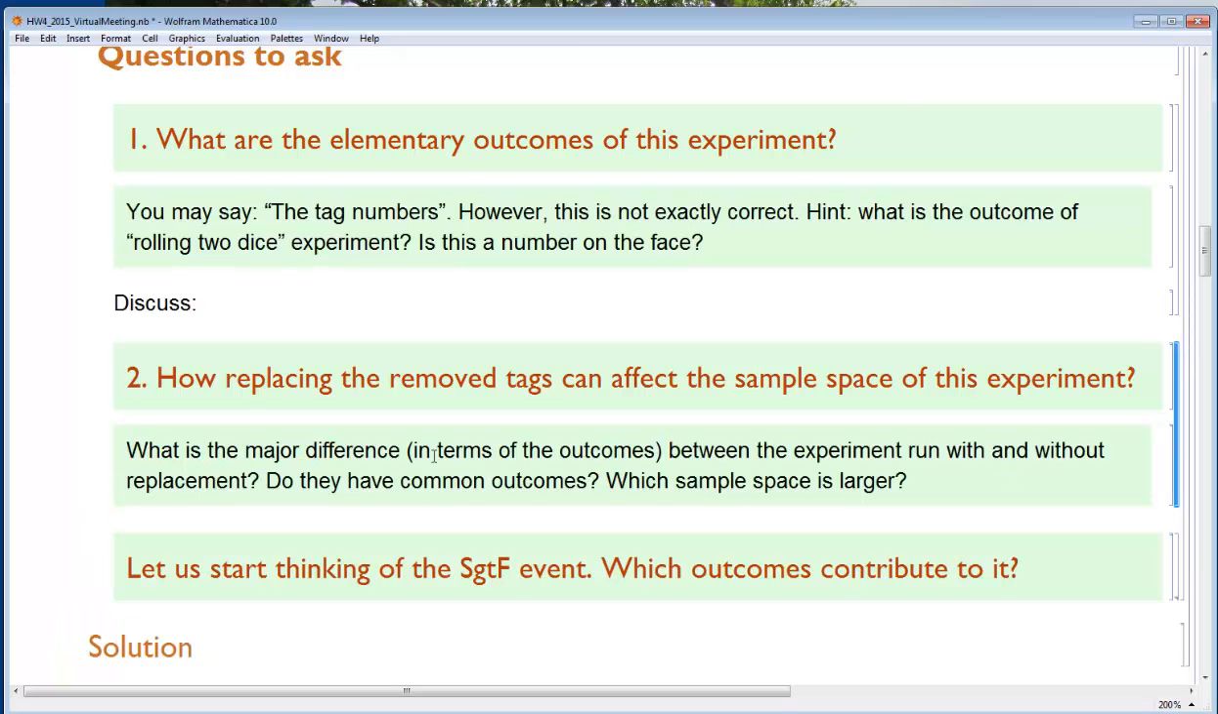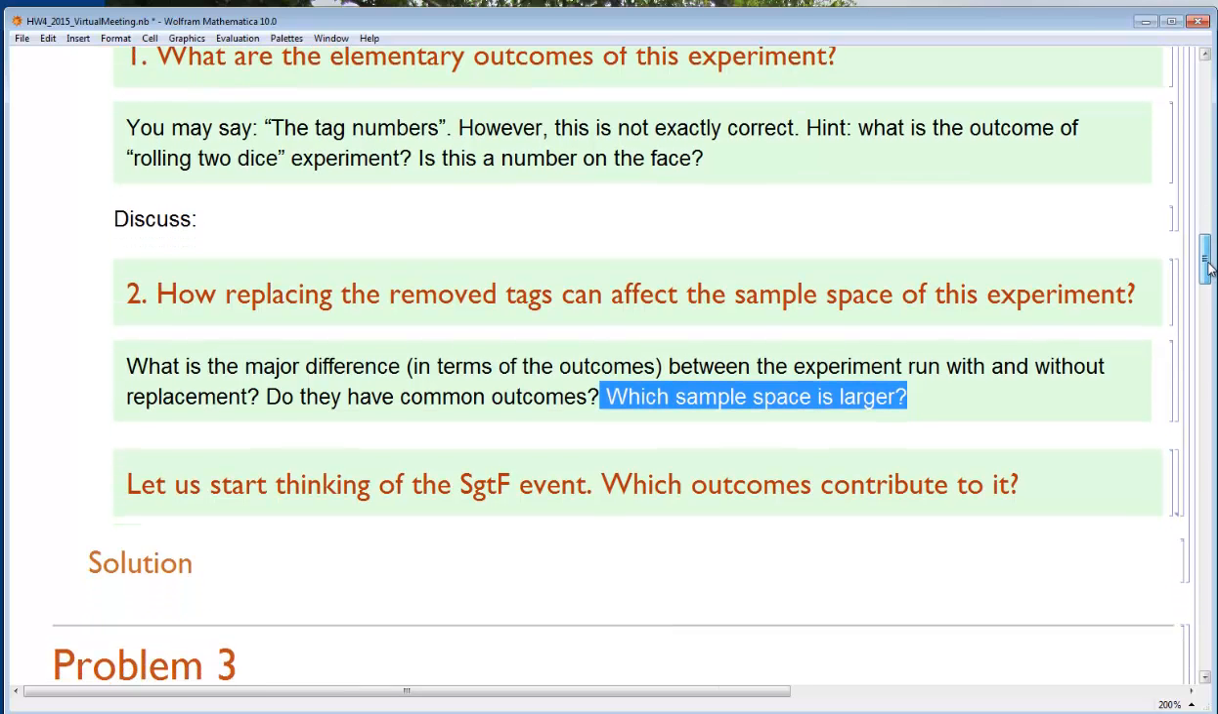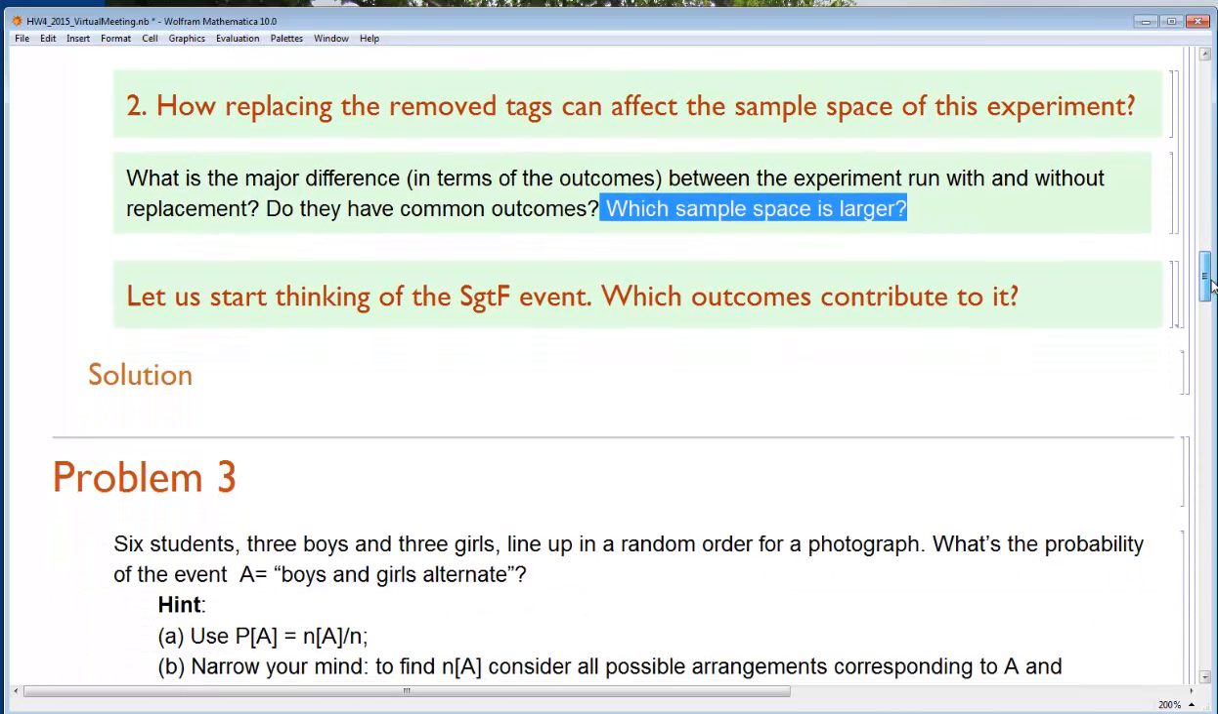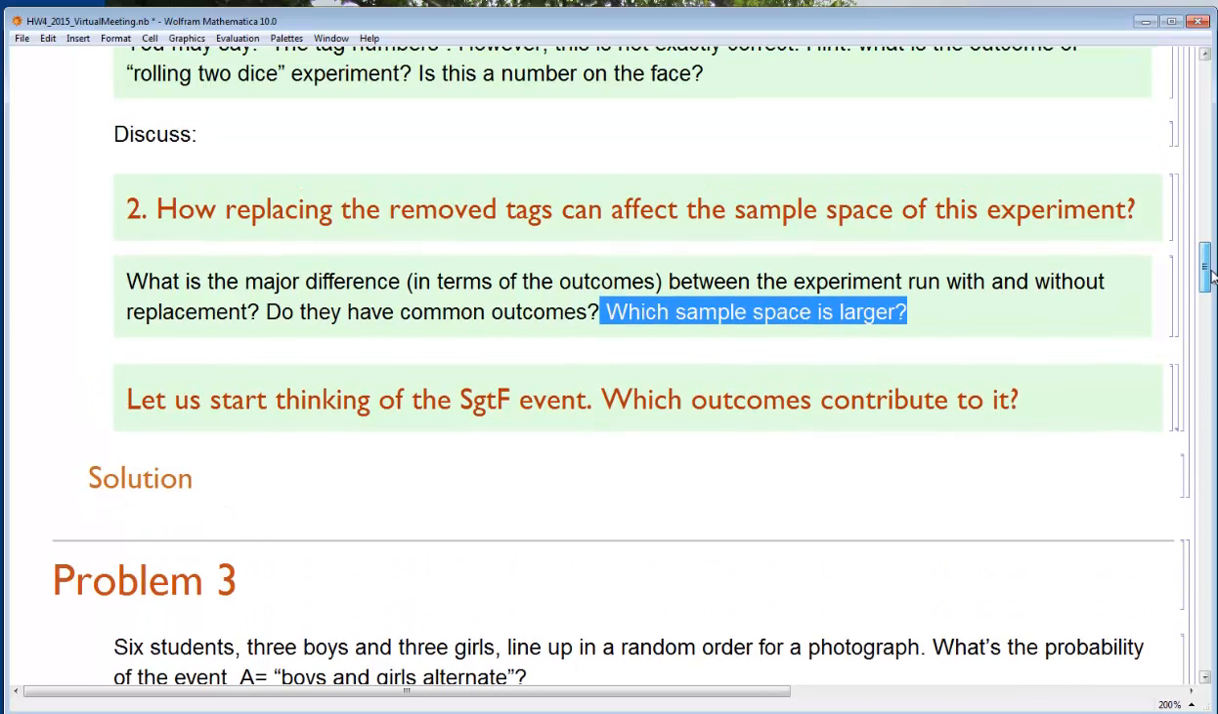Second question. How can replacing the removed tag affect the sample space of the experiment? What is the major difference in terms of the outcomes between the experiment conducted with and without replacement? Do they have common outcomes? Which sample space is larger? Probably you have a hunch that replacing something that has been removed increases the size of the sample space. Is it correct?